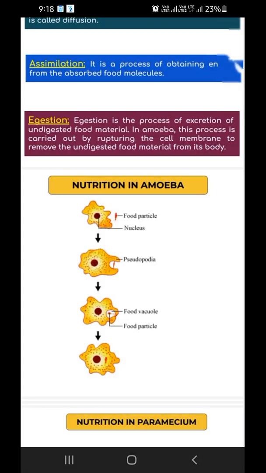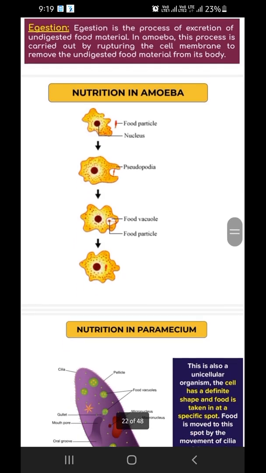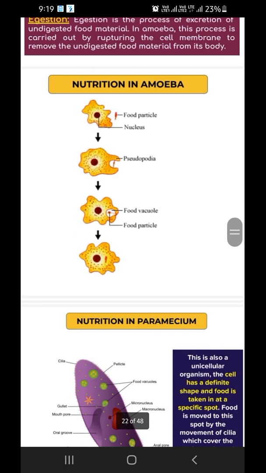This diagram will make it more clear. In the first picture, we can see that the food particle is in front of the amoeba, and in the second diagram you can see that the pseudopodia are helping the amoeba to engulf the food particle. Then a food vacuole arises in the third, and the food is there inside the body of the amoeba.